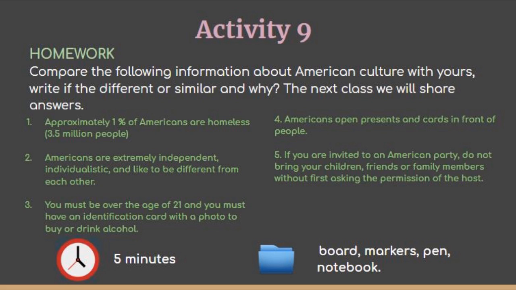With this, we will finish the class. We say goodbye and give the advice to practice at home. Thank you.